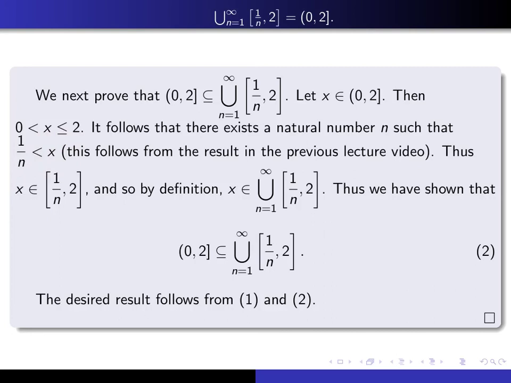Well, if x is bigger than 1 over n and less than or equal to 2, that means by definition x lies in this interval. And so by definition, since there exists an index n for which x lies in that particular interval, that's the definition of what it means to say that x lies in the entire union. The union, x lies in the union if there exists one of the indices for which x is in that specific set. Thus we've shown that (0, 2] is a subset of this set here. And now we've got both inclusions, and therefore the desired result follows from 1 and 2.